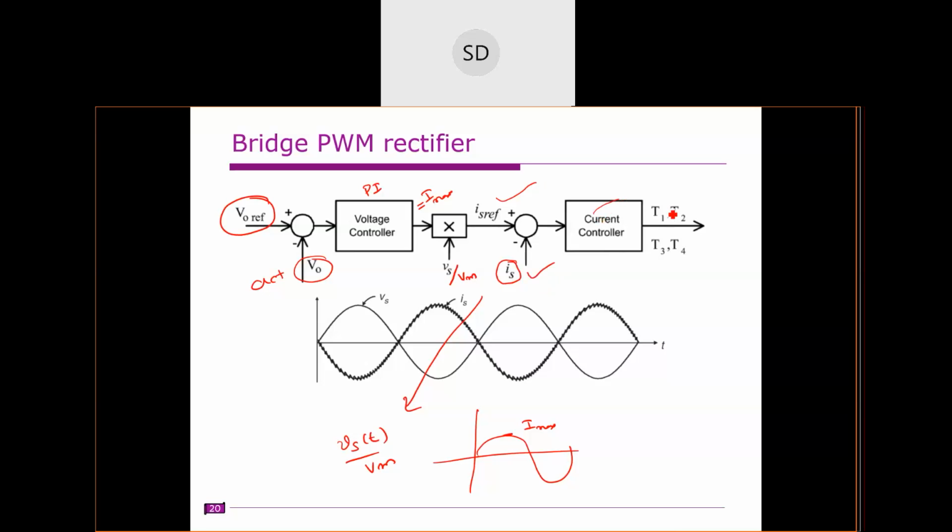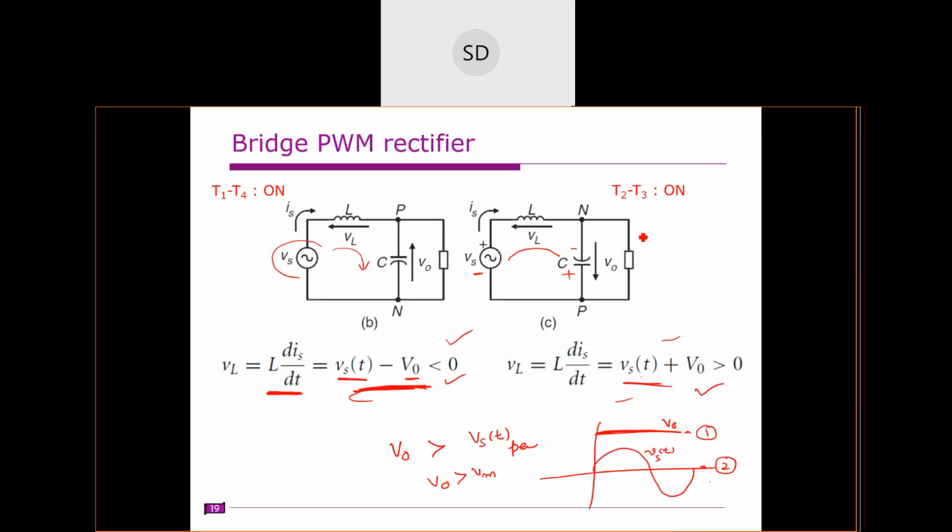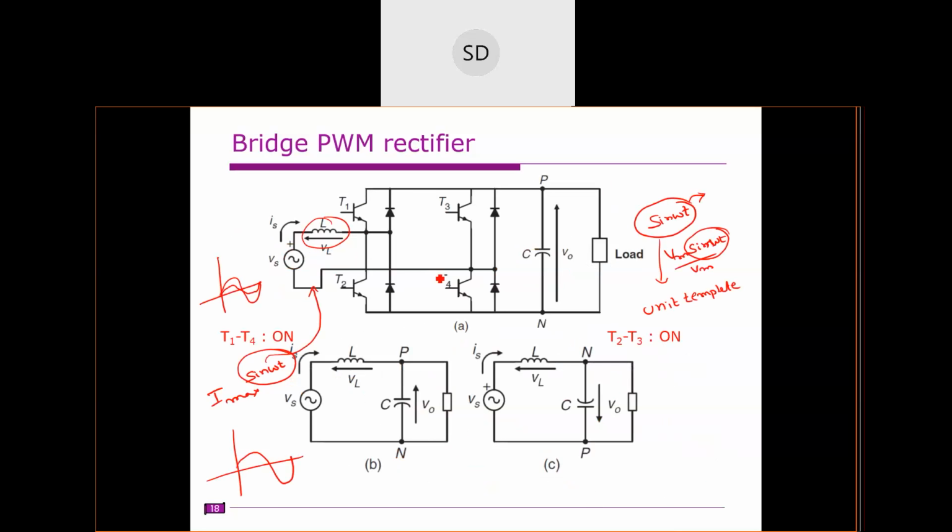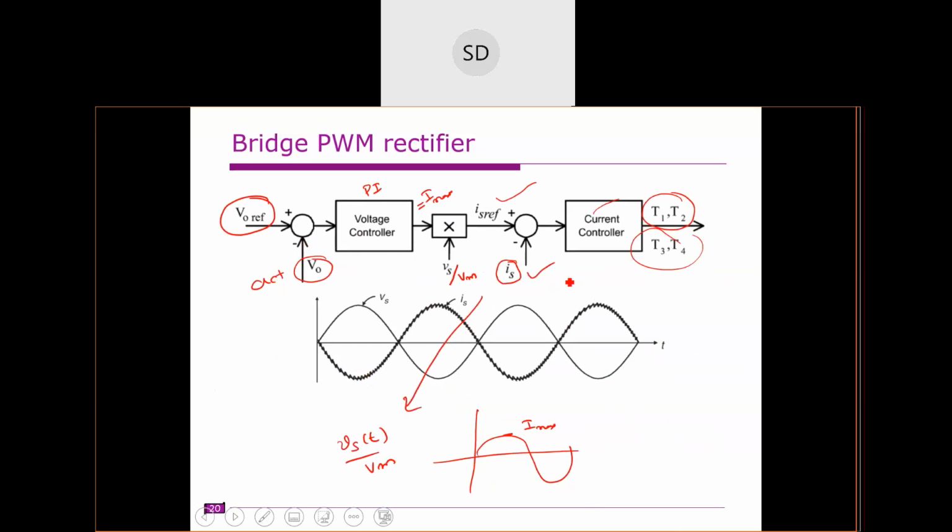So when it is greater than that, we need to turn on this T1, T2. When it is less than that, we need to turn on this T2, T3. That means we need to turn on T1, T4. I think this is wrong here. So this is T1, T4, and this is T2, T3. Okay. So according to the switches, we need to turn on T1, T4 and T2, T3 alternately. Okay. Clear? It's clear?